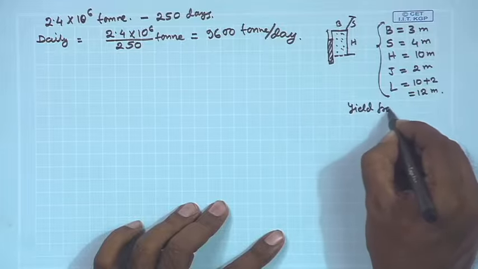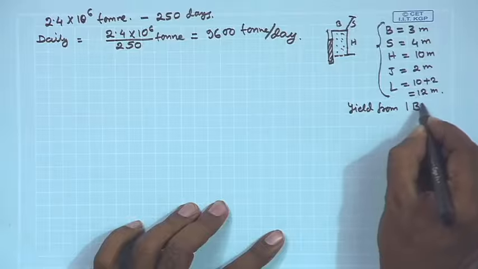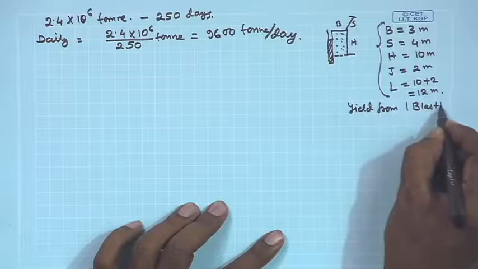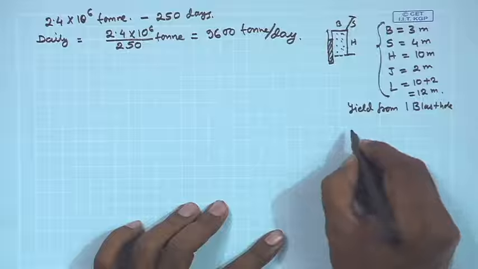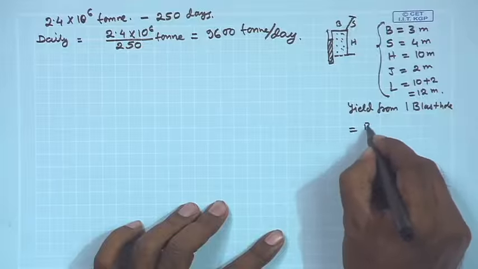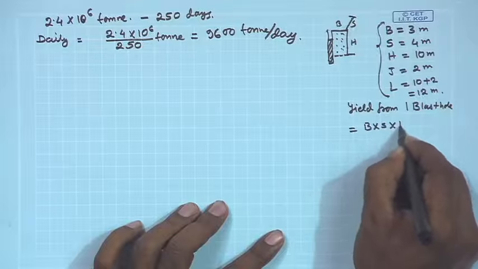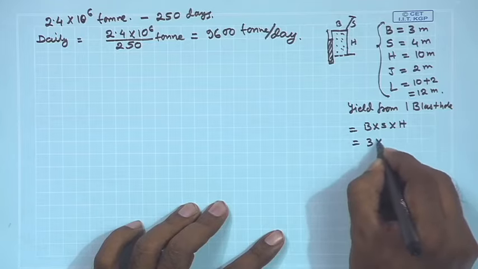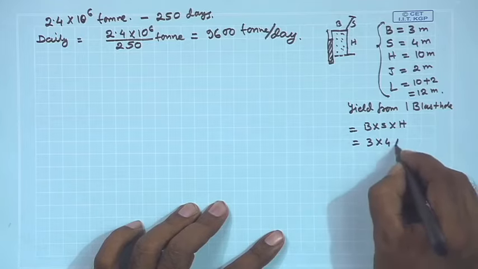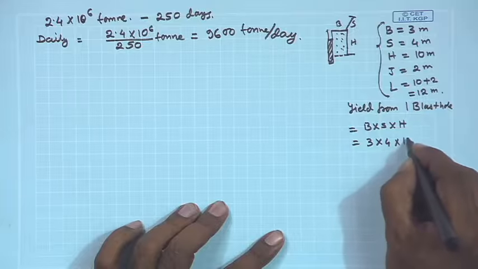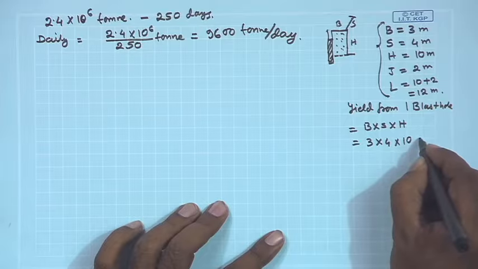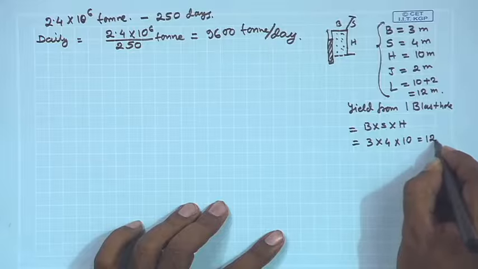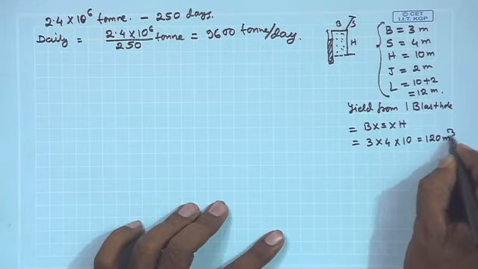yield from one blast hole is equal to burden into spacing into bench height, that means it is 3 into 4 into 10, that means 120 meter cube.